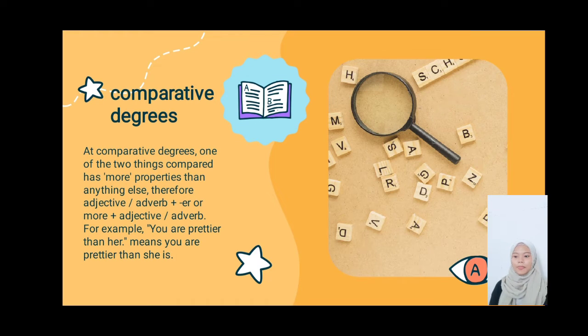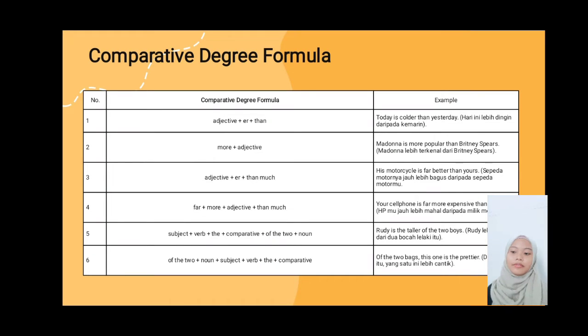Next, comparative degree formulas. Here, there are 6. For 1, adjective plus er plus than. Example sentence: today is colder than yesterday. And number 2, more plus adjective. Example sentence: Madonna is more popular than Britney.